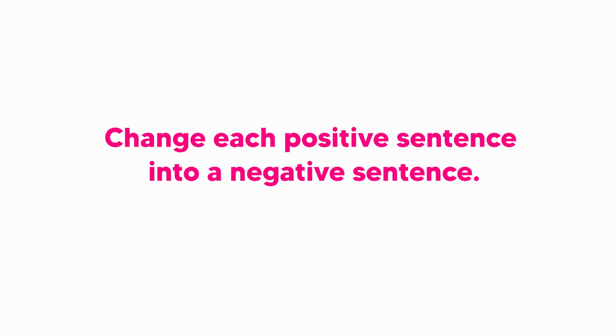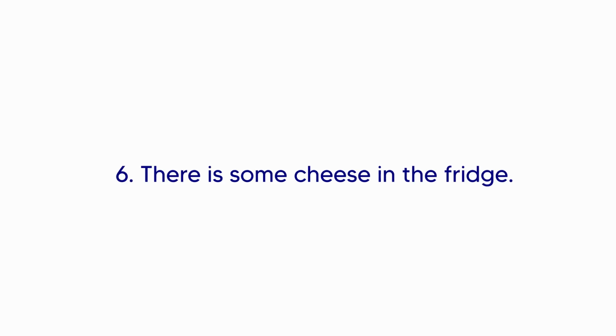Okay, with the next 3 sentences, I'd like you to change each positive sentence into a negative sentence. Number 5, I have some fruit. How would you change that into a negative sentence? Number 6, there is some cheese in the fridge. Do you know how to change that? Excellent. Number 7, I want some sugar.